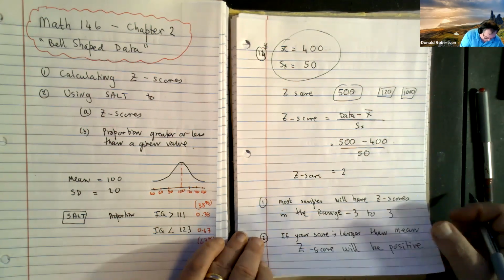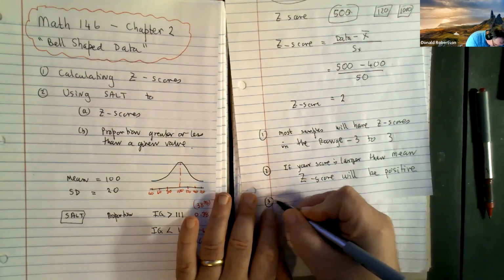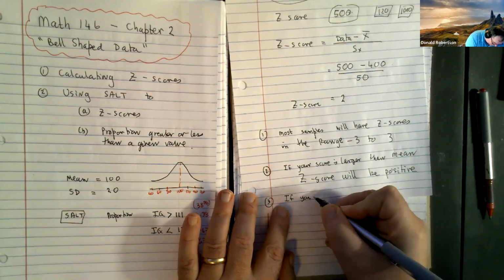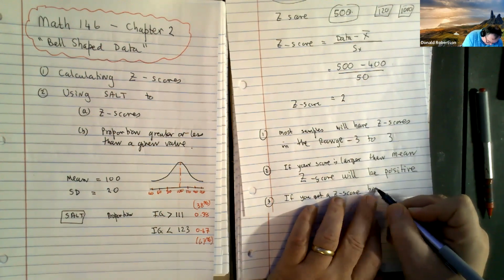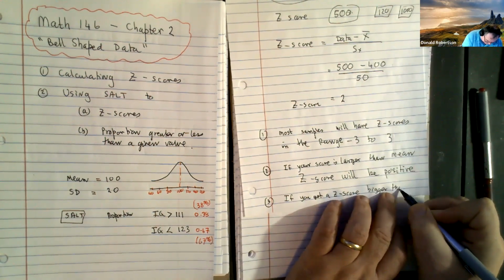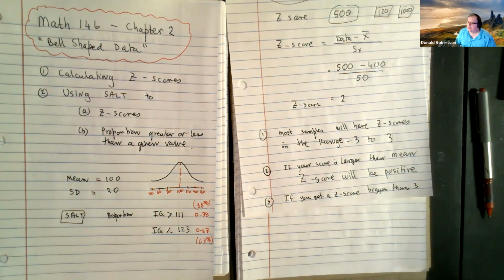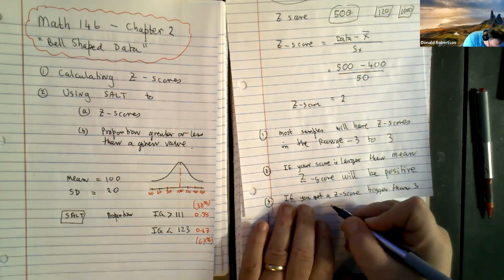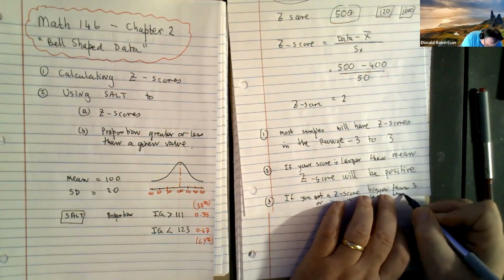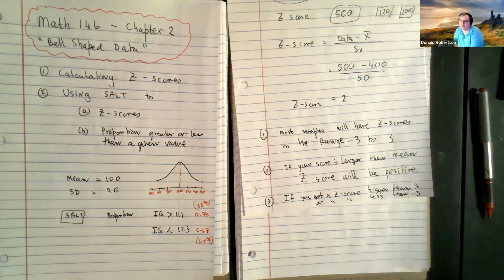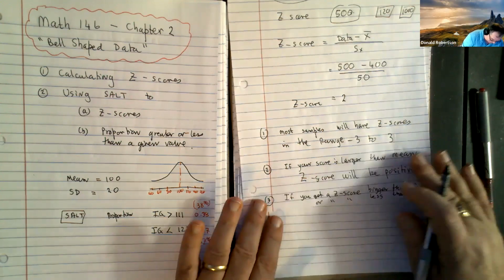And this is our last truism. If you get a z-score bigger than 3, like a z-score 4.2, right? A z-score of 7.9, right? If you get a z-score bigger than 3, or a z-score less than -3, right? Like a z-score of -4.2, that kind of thing. I can tell you right now that that number, that data point, is an outlier.